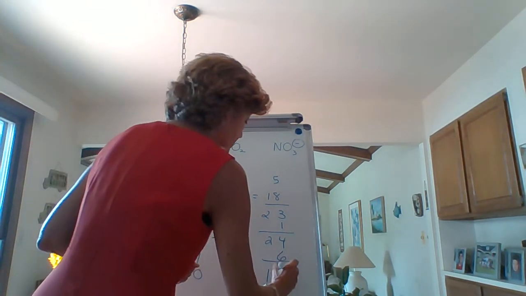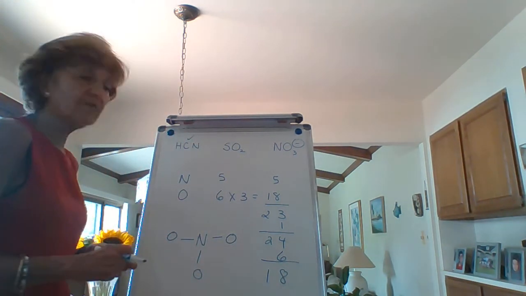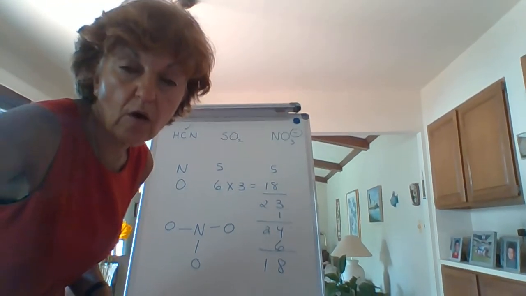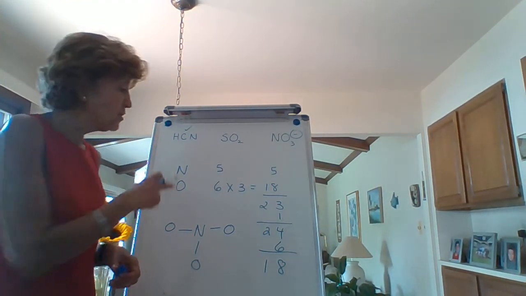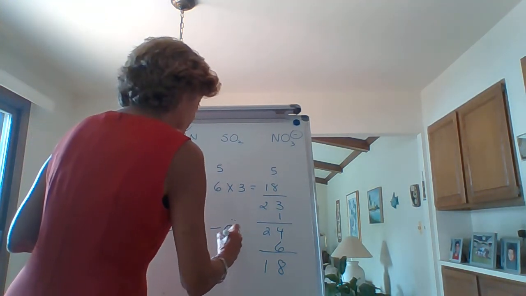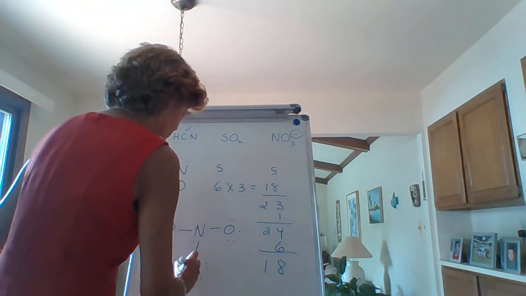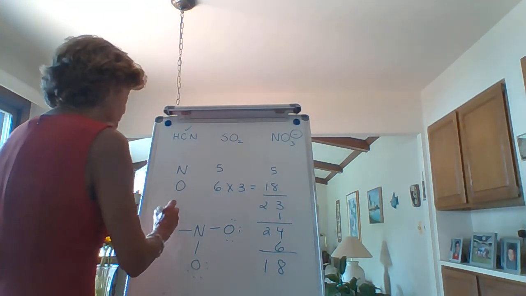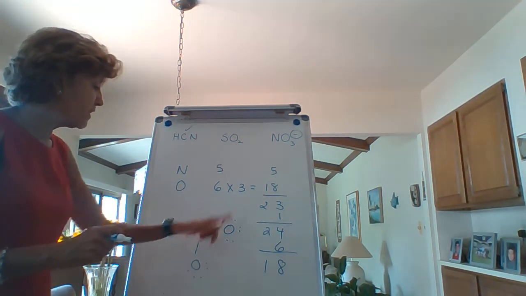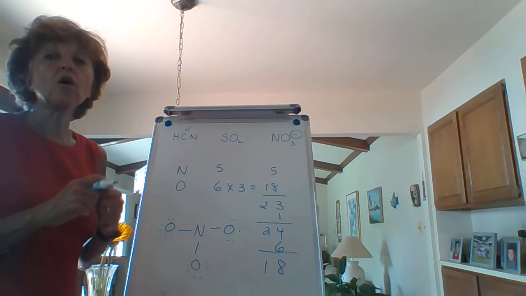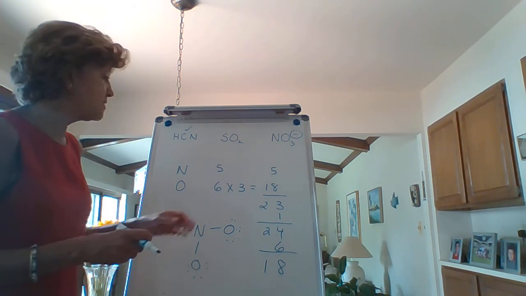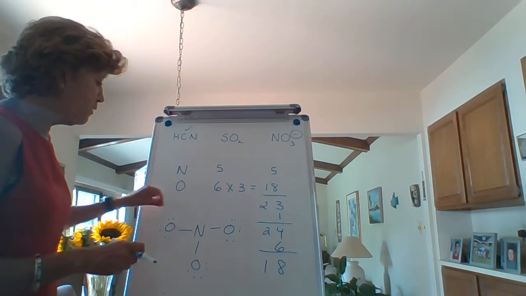24 minus 6 is 18 electrons. So I have 18 electrons to distribute. Where do they go? Remember, they always go on the peripheral atoms first, so that every peripheral atom gets its octet. So 1, 2, 3, 4, 5, 6, 7, 8, 9, 10, 11, 12, 13, 14, 15, 16, 17, 18. I'm done. All the peripheral atoms have an octet. Nitrogen doesn't have an octet. What do we do? The only thing you can do, according to these rules, is to take a pair from any one of the peripheral atoms.